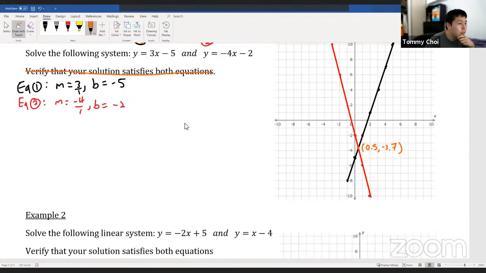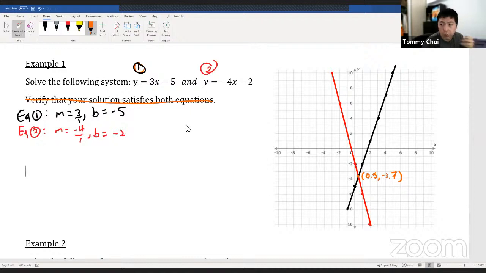Sorry, guys. But this is how you find your point of intersection. Can you graph it correctly? And then once you graph it, can you see where the 2 lines meet and state your coordinates? So we would say the POI is 0.5, comma, -3.7. And that would be your solution. There's one solution to this system. Okay?